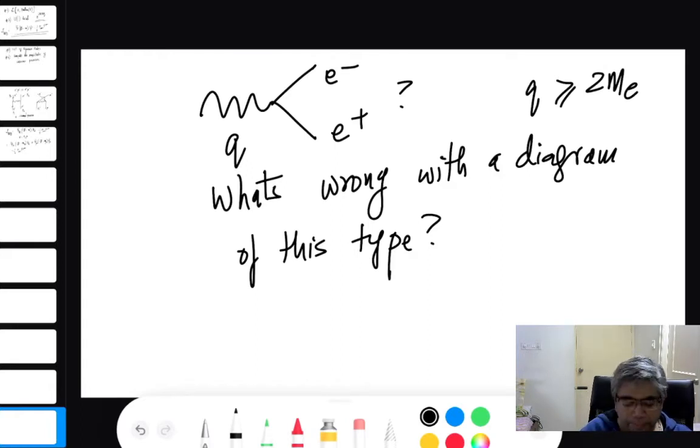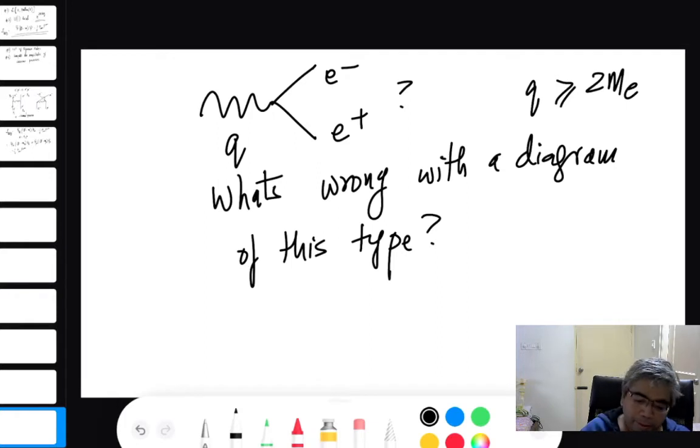Then why doesn't this happen in nature? Meaning, why do you need two photons? What's wrong with it, essentially? Is there some conservation law which is being broken by this particular diagram? This doesn't happen. I'll give you the answer that it doesn't happen. So what would be the conservation law which is broken by this, essentially?